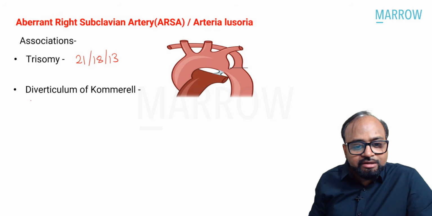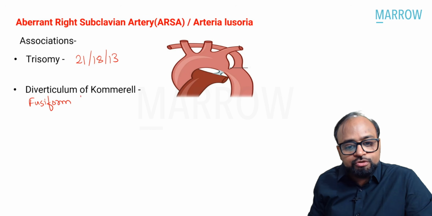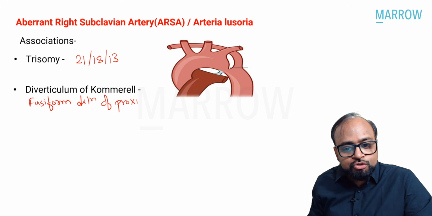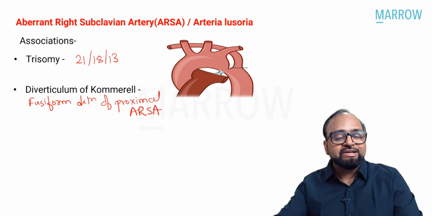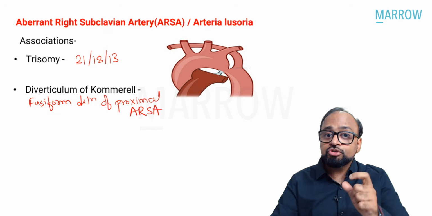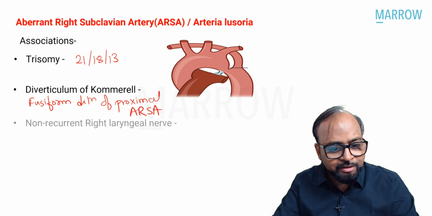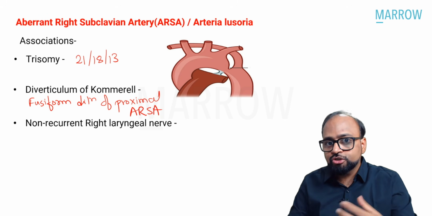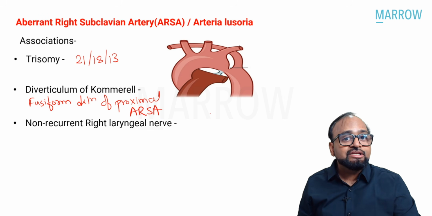Yes, there is a term which is called diverticulum of Kommerell. What is that? It is a fusiform dilatation of the proximal most portion of the aberrant right subclavian artery. This pouch-like dilatation, fusiform dilatation of the proximal part of this aberrant right subclavian artery is called diverticulum of Kommerell.